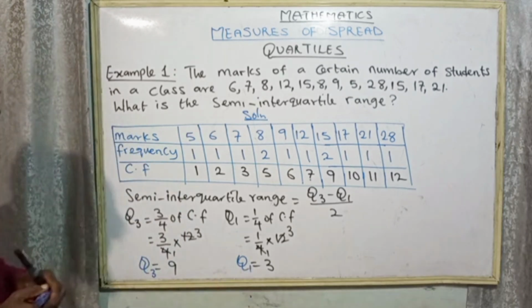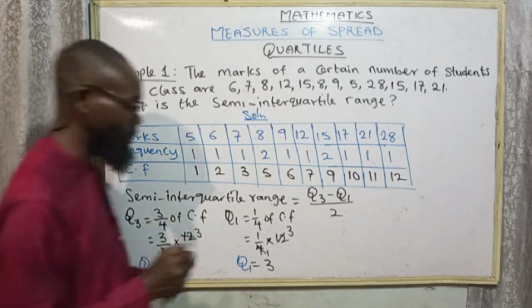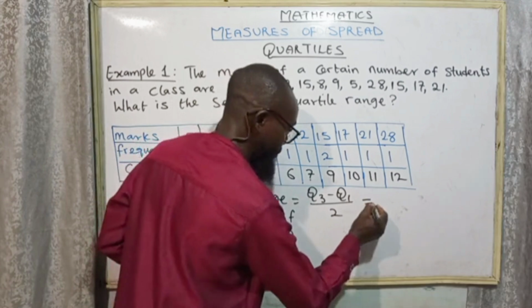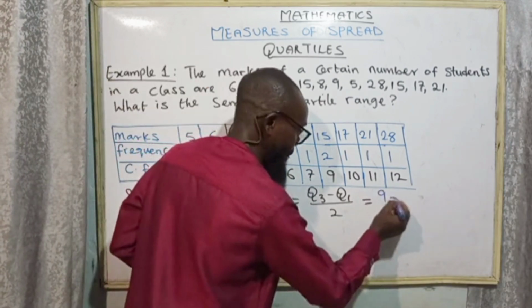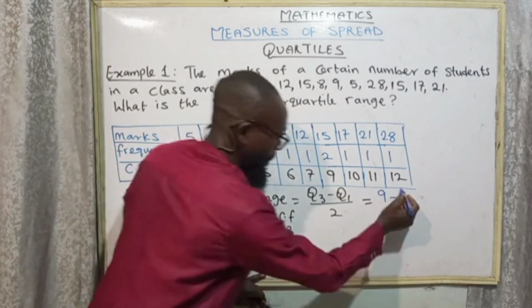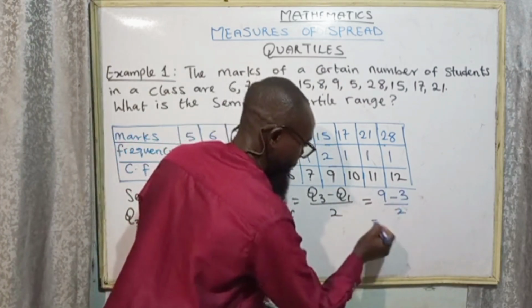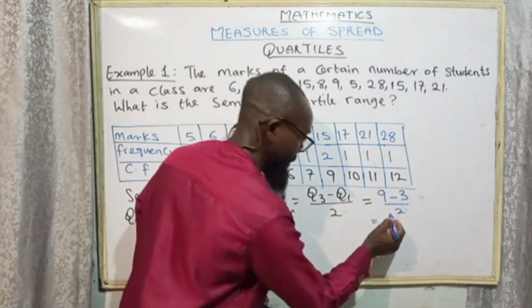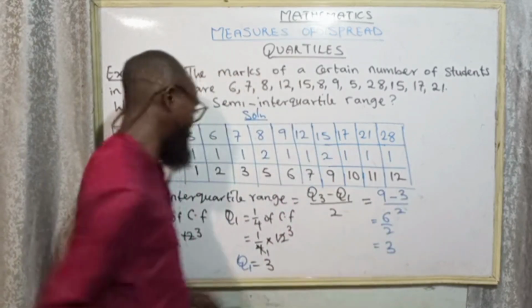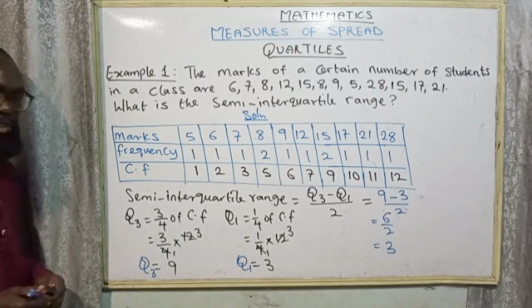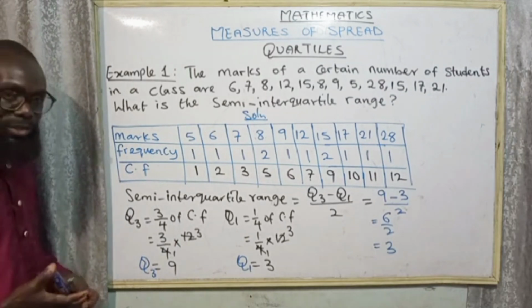So we can now substitute into this. So here we can now have our Q3 is 9. 9 minus 3 divided by 2. 9 minus 3, we have 6 divided by 2. 2 goes in 6, we have what? 3. So our semi-interquartile range is equal to 3.